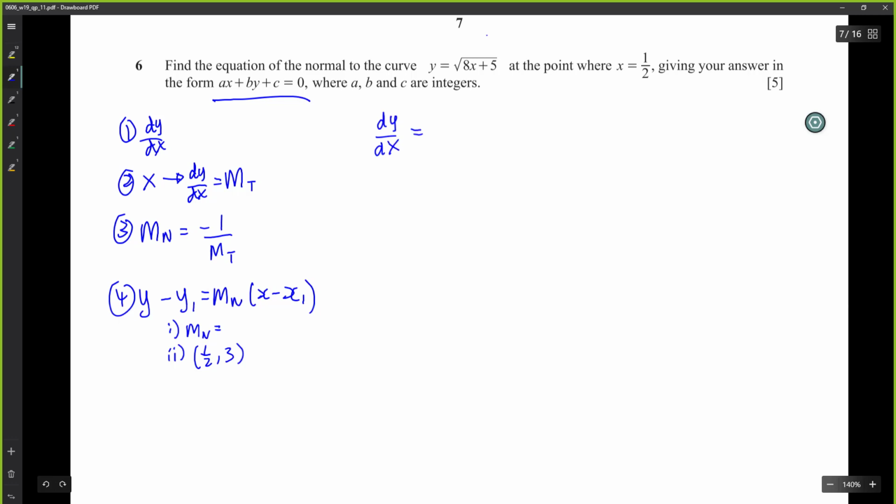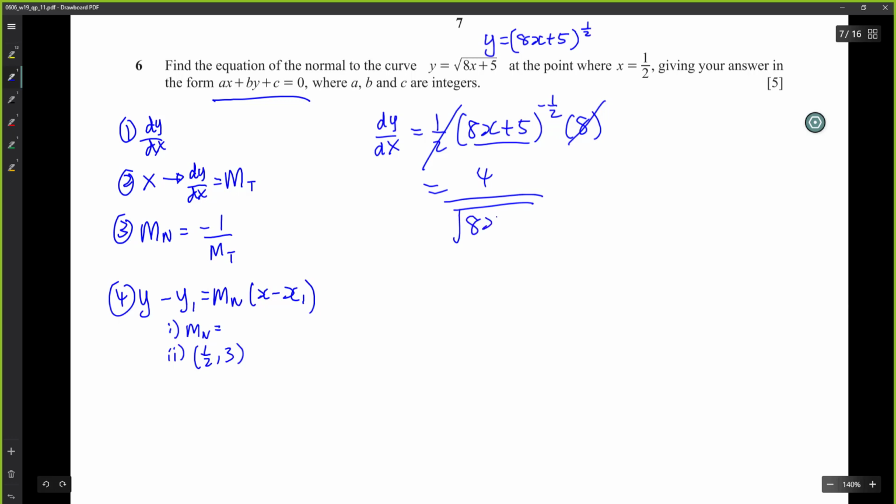So just in case you don't know this one, square root is power of 1 over 2. So I move the 1 over 2 to the front. This is 8x plus 5. And then I minus 1 for the power, so you get negative 1 over 2. And then I need to differentiate inside the bracket right at the back here, which is 8. And 8 and half I can simplify, I get 4. Negative half means what? Square root at the bottom, 8x plus 5. Alright, this is my dy dx.